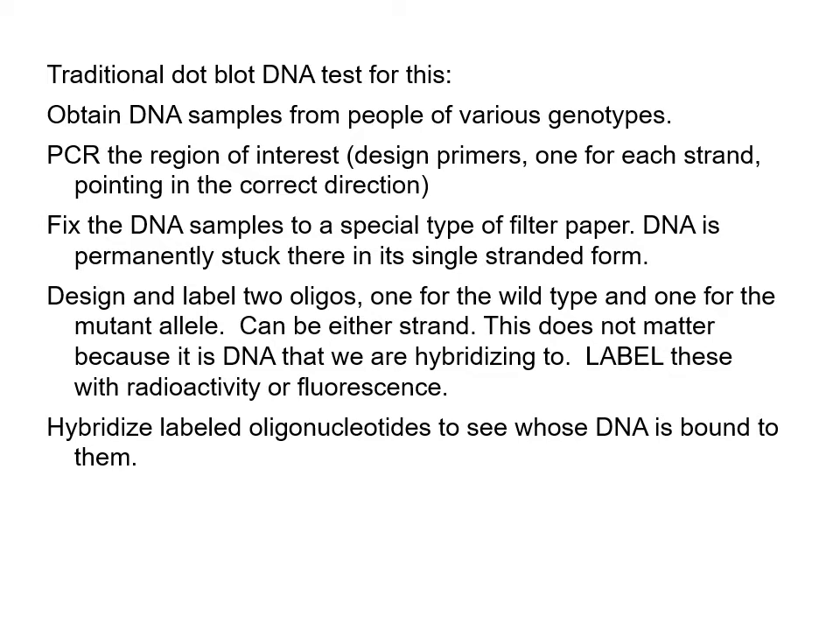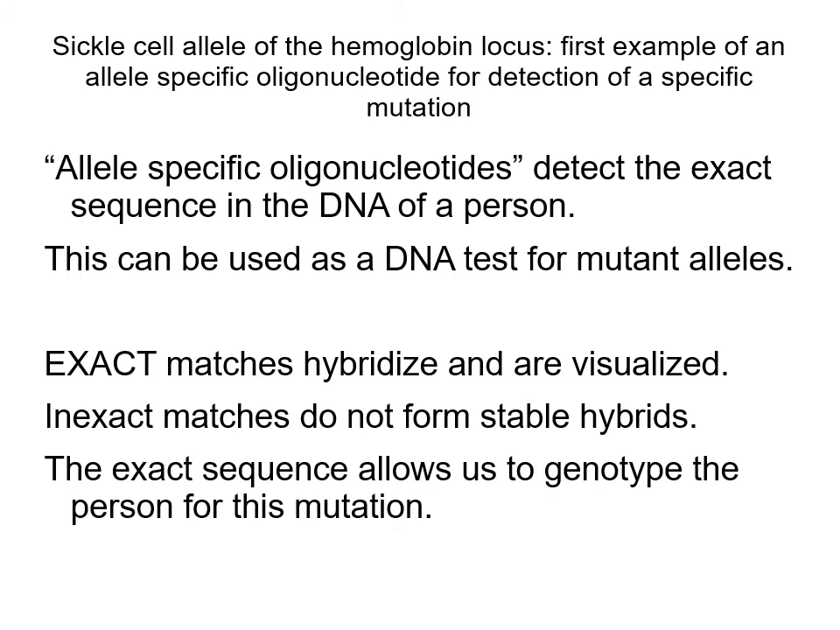So now we're going to hybridize these labeled oligonucleotides to samples from the people's DNA, and we're going to try to see what alleles that person has based on what fluorescent nucleotide stays stuck versus one that does not. Okay, so reiterating, the exact matches will hybridize and be visualized. Inexact matches will not form stable hybrids, and so the exact sequence that we see will allow us to genotype the person for that mutation.